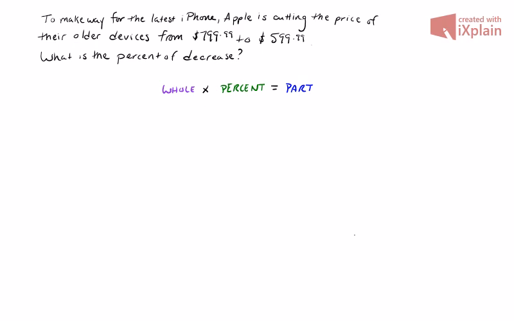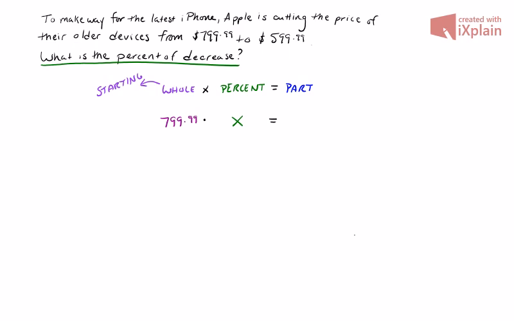So again, what you want to note here is that the whole is where we start. What is our starting value with regards to these phones? Hopefully you're noting that the starting value is $799.99. That's where the value of the phone starts. Since the question is asking what is the percent of decrease, I don't know what the percent of decrease is. If they gave us that, then we would have no work to do.